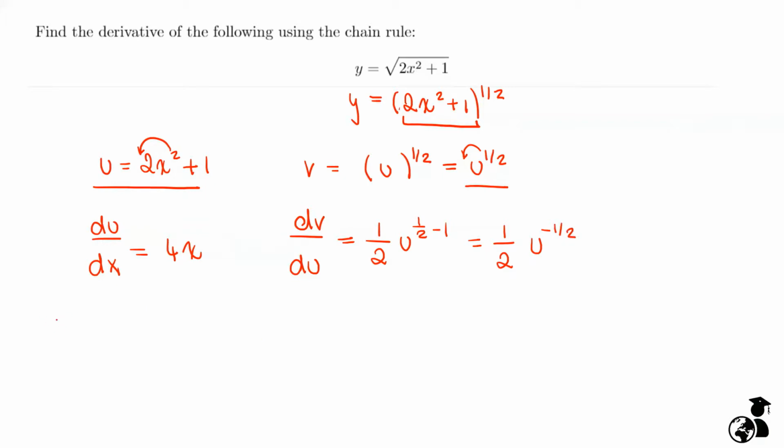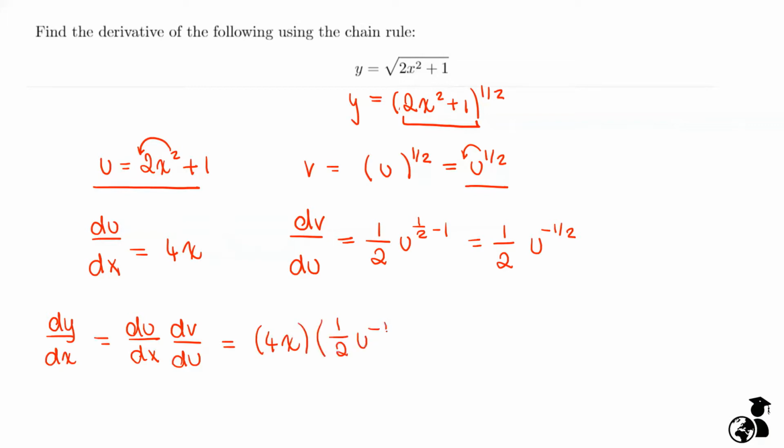Now, finally, our derivative, dy dx, is simply these two derivatives multiplied by each other. du dx multiplied by dv du. Multiplying these two together, we're going to have 4x multiplied by a half u to the power of minus a half. We can simplify that down even further by multiplying the 4 and a half to get 2. So we'll just have 2x u to the power of minus a half.